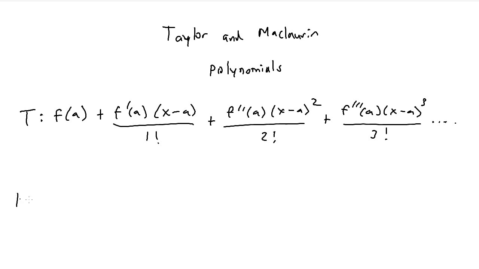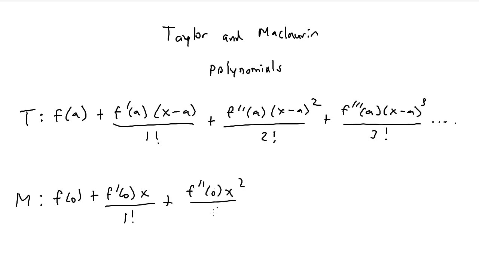And so for Maclaurin polynomials now, Maclaurin is a form of Taylor, but it's centered at 0. So the a value will be 0. So the formula will be f of 0 plus f prime of 0 times x over 1 factorial plus f double prime of 0 times x squared over 2 factorial and f triple prime of 0 times x cubed over 3 factorial, and so forth.